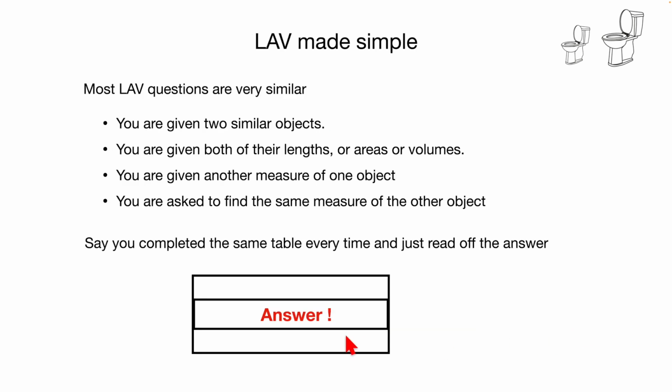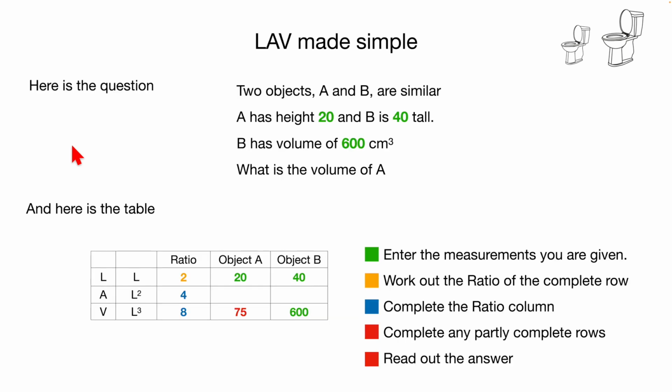Let's go and see how you can make this simple. Most LAV questions are very similar. You are given 2 similar objects. You are given both of their lengths or areas or volumes. In the last case, it was both their lengths. And you are given the measure of another object, where we were given the volume of B, and you're asked to find the same measure of the other object. So we want to work back to find the volume of A. Very simple. Let's think of a basic table that we can fill in every time and then just read off the answer, rather than having to give it a great deal of thought every time.